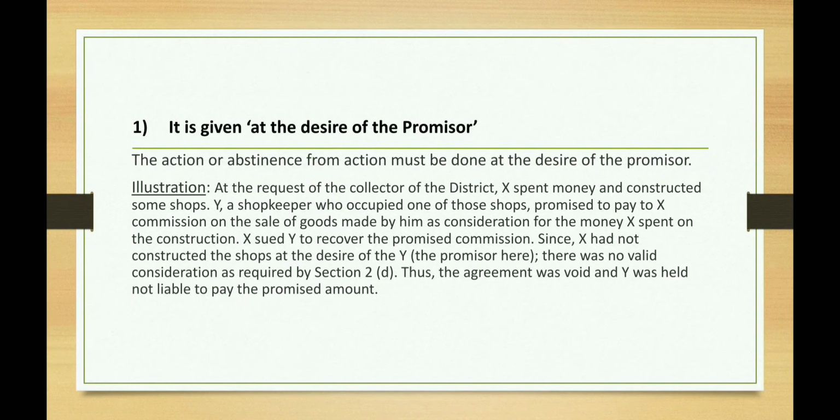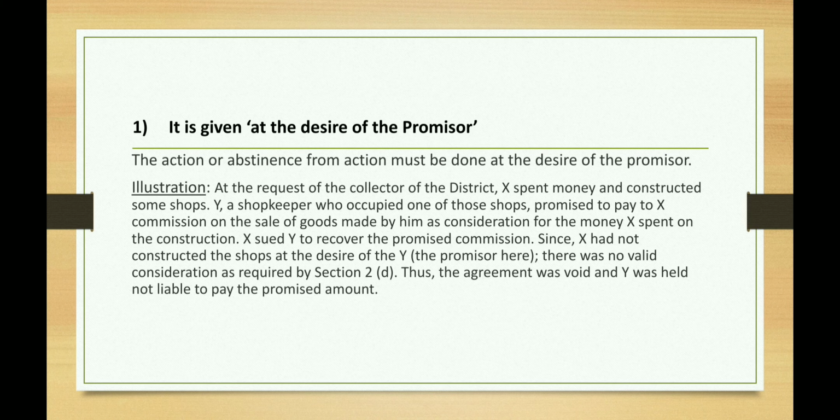First one, it is given at the desire of the promisor. The action or abstinence from action must be done at the desire of the promisor. It means if the promisee has done something or abstained from doing something at the desire of a third party or voluntarily, it is not valid consideration.